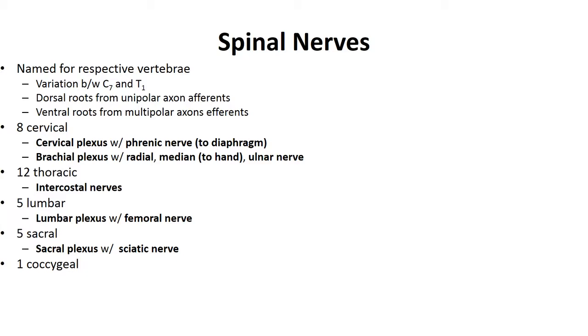The sacral plexus arises from spinal nerves L4 to S4. The largest branch of the sacral plexus is the sciatic nerve, which supplies the entire lower limb except the anteromedial thigh. And then you have one coccygeal.